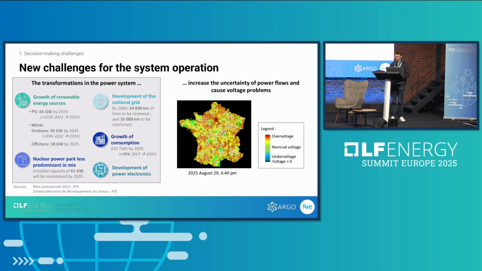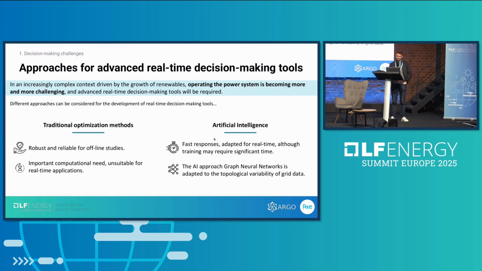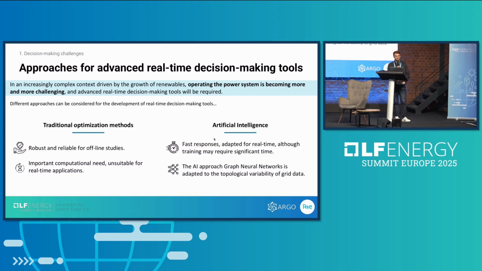It was not so long ago. And in red, you have some red dots right here, here, here, and here. It means that there are some over voltages, which is something we definitely want to avoid. And in orange, it means that you are really close to the limit. So operating the grid is becoming more and more challenging every year, and we want to help operators deal with this growing complexity. There are multiple ways of doing that.